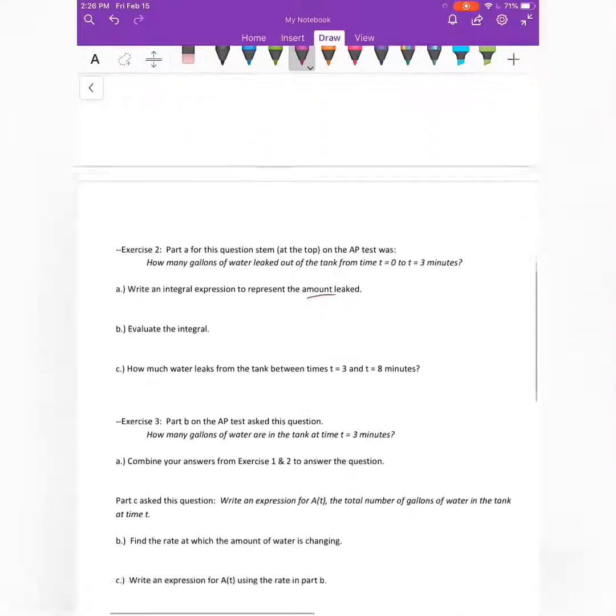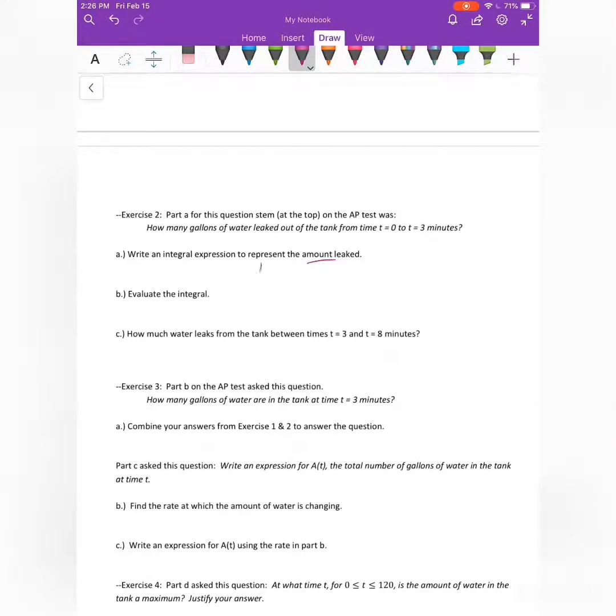Let's integrate it. So we're going to integrate the square root of t plus 1. And it said write an integral expression. So I believe they wanted from 0 to 3. So that's what we would have. And then part B says, okay, let's go ahead and integrate this. So in order to integrate it, this is a chain rule technically. So you're going to need a little u sub, and then du is just dt.